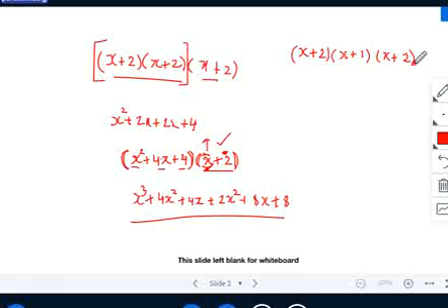So then it will be x cubed plus 5x squared plus 8x plus 4. So it is x cubed plus 5x squared plus 8x plus 4. Yes, that's correct.